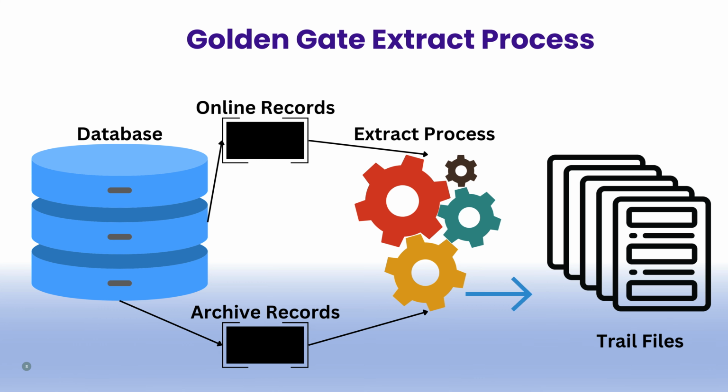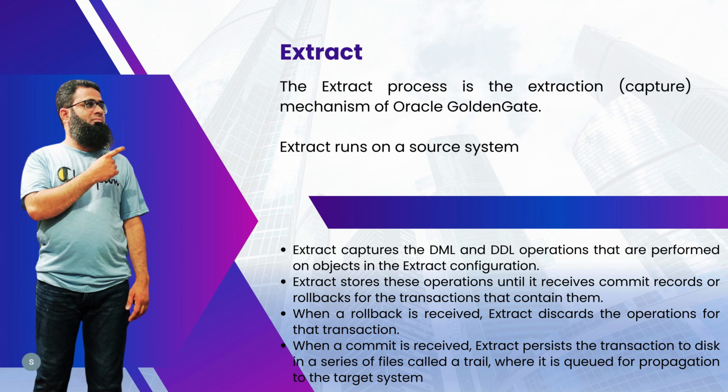So the extract process is capturing the records from the online logs and archive records and storing these records in trail files. The mechanism of Oracle GoldenGate which captures the records from the source database is the extract. It captures the DML and DDL operations that are performed on an object.